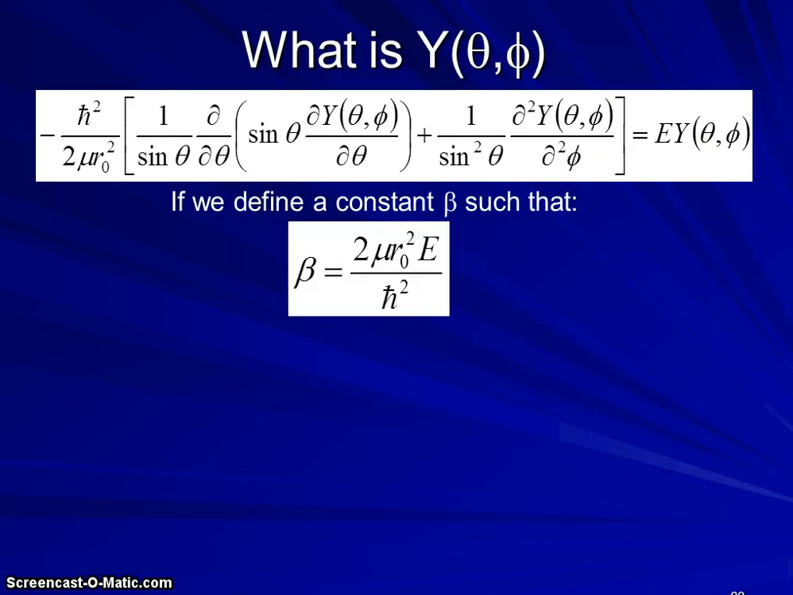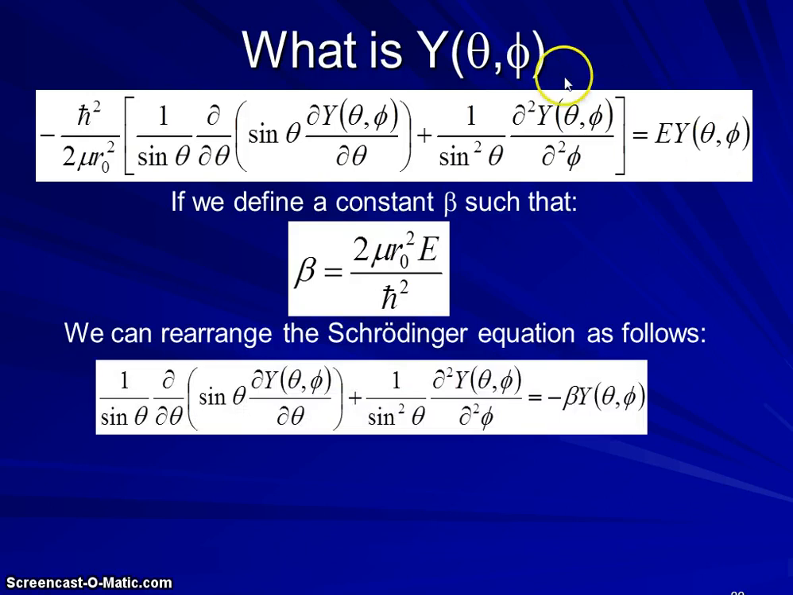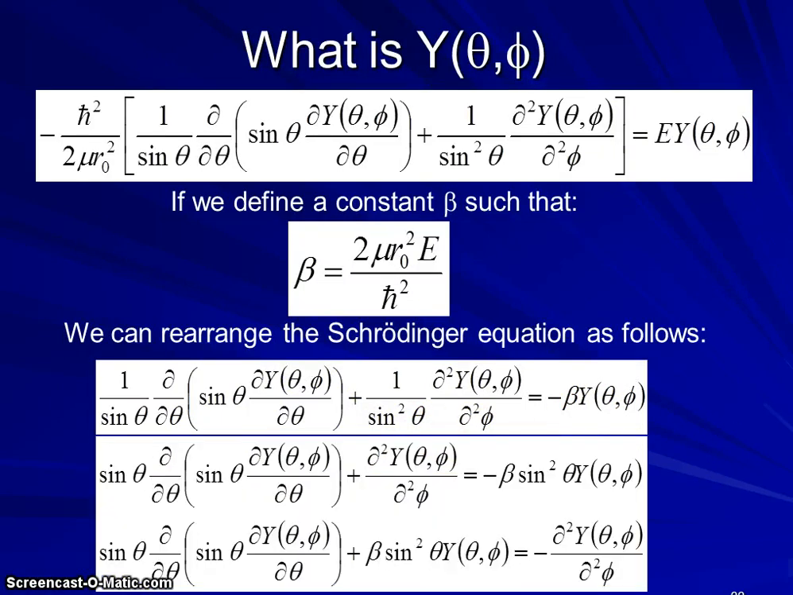But to make our math a little bit easier, we're going to call beta 2 times the moment of inertia times the energy over h bar squared. The reason that's convenient is we rearrange the Schrodinger equation. We move this whole term to the other side, and basically now we have beta sitting here. So negative beta times this is the wave function. So now we've got a little bit less complicated math to do, not a lot less, but a little bit less.